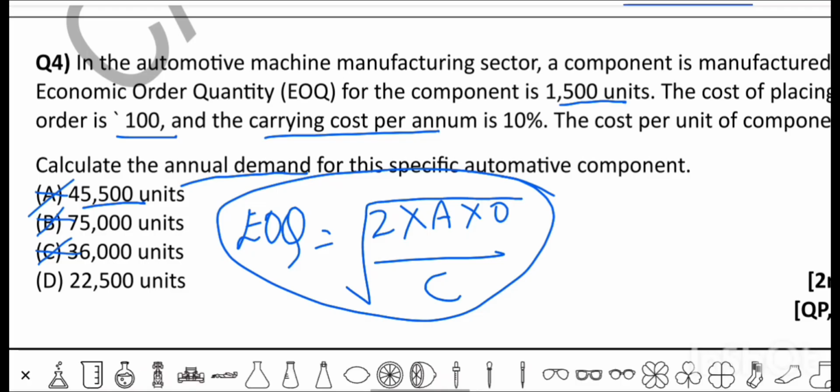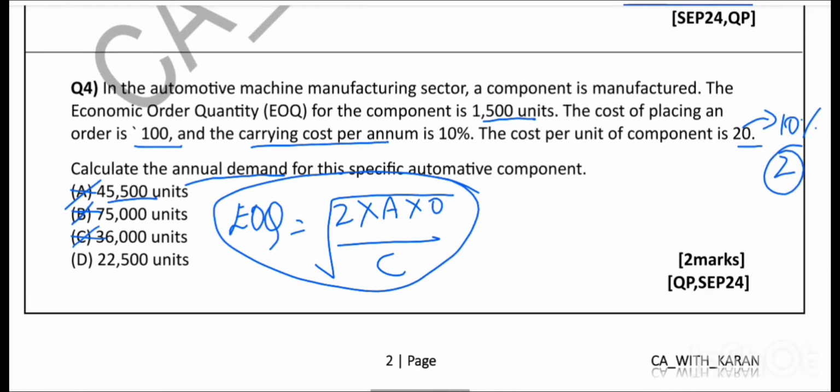And for option D, we're going to get the square root of 2 into 22,500 into ordering cost per order 100, divided by carrying cost per unit per annum, which is 2.